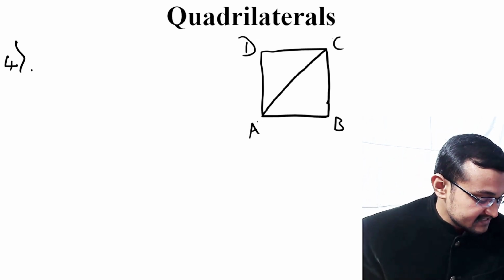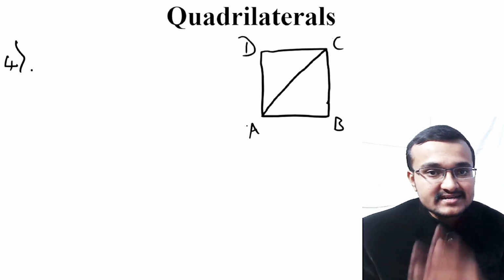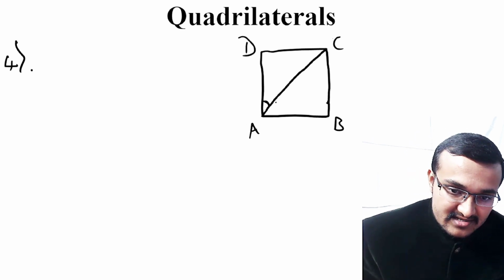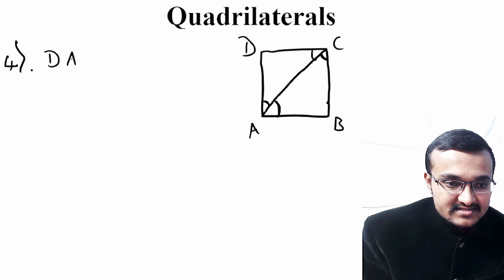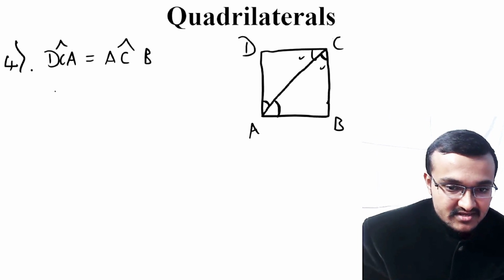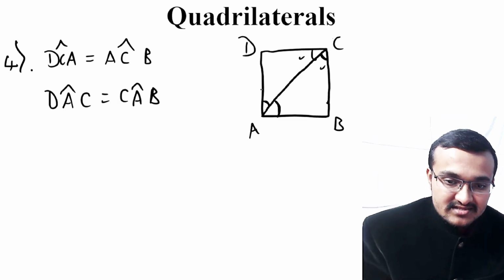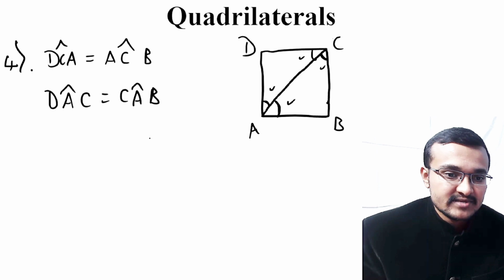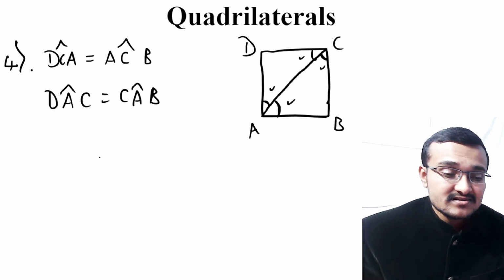And here they have given that AC is a diagonal which is bisecting angle A, and also it is bisecting angle C. That is, this particular angle is equal to this particular angle, and this particular angle is also equal to this particular angle. So here what they have given is DCA is equal to ACB. That is, this particular angle and this particular angle are equal to each other, and DAC is equal to CAB. Now here, based on this data, you have to prove that ABCD is a square.